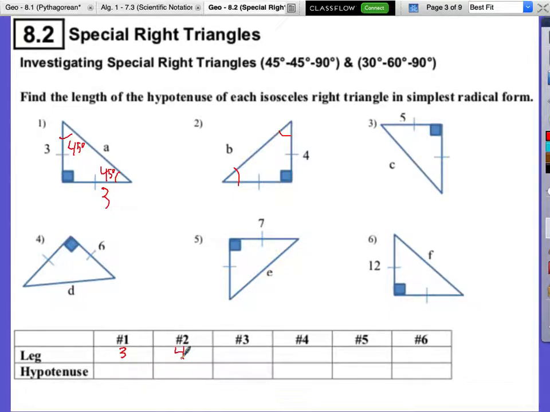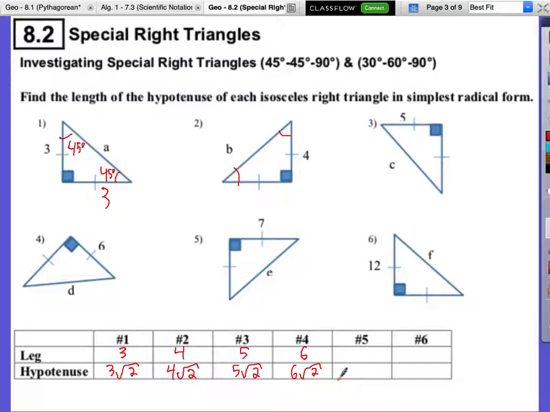For triangle number 1, what was your hypotenuse? 3 square root of 2. The leg was 3. The hypotenuse ended up being 3 square root of 2 after we did our math. On the second one, the leg was 4. What did the hypotenuse end up being there, Noah? 4 times the square root of 2. What was the length of the leg on 3, Faith? What was the hypotenuse? 5 times the square root of 2. What's the leg on 4? Evan. 6. What's the hypotenuse? 6 square root of 2.